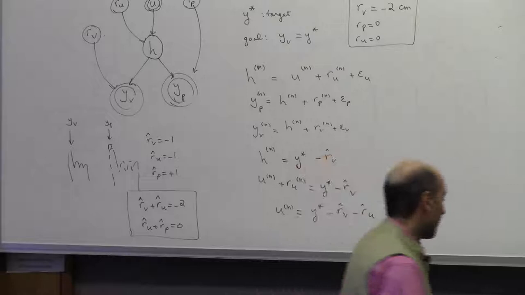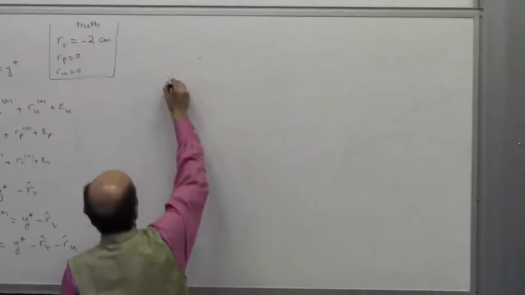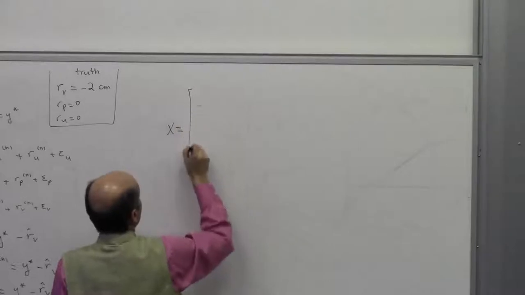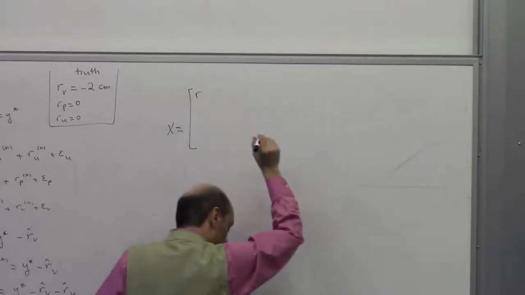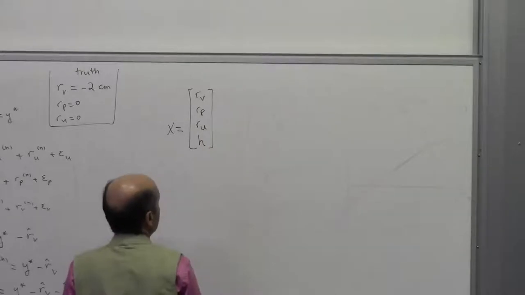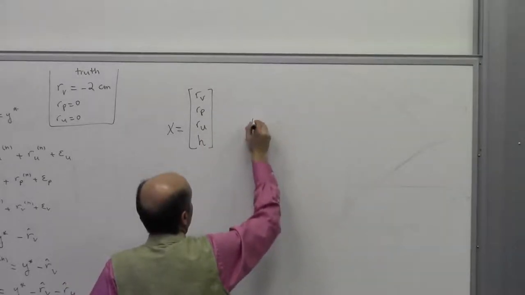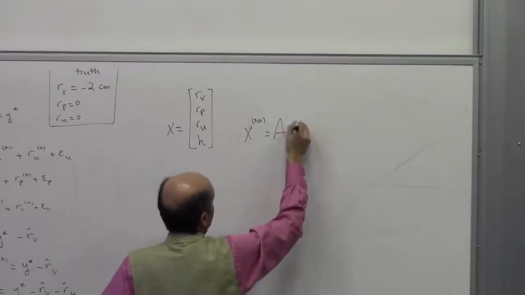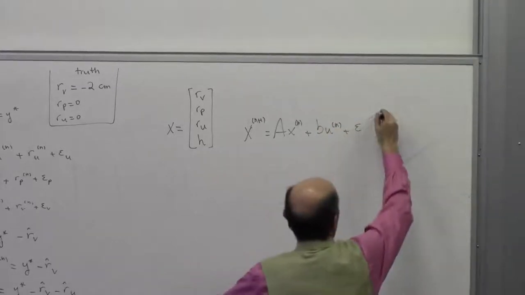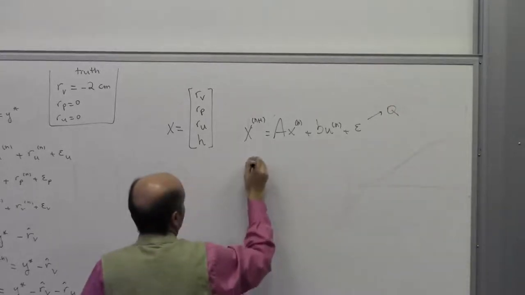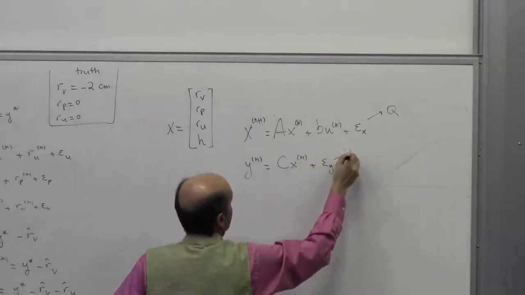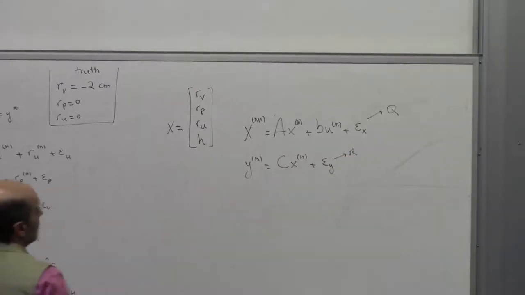So let me write the generative model for this, and we'll do state estimation. Let's call our state variable x, all the things that we don't know, which I'm going to start with RV, RP, RU, and hand location. This is my state that I want to estimate. I have x in trial n plus 1 equal to A times x in trial n plus B times u of n plus some noise sigma, which has some variance Q. And then my observation y of n is going to be C times x plus another noise, variance R. So what is this A?